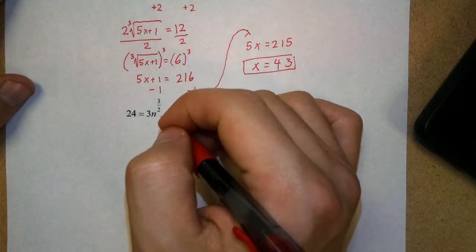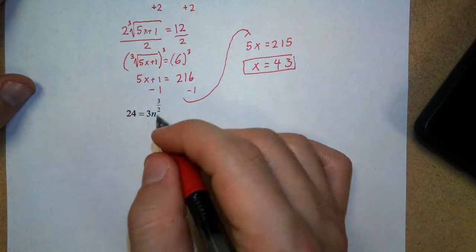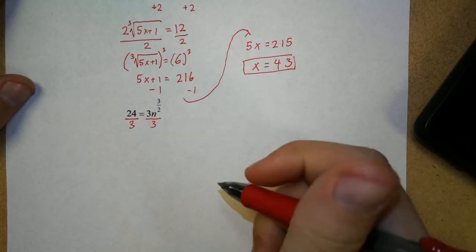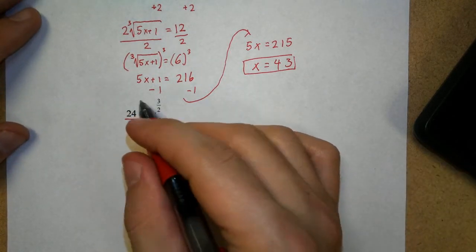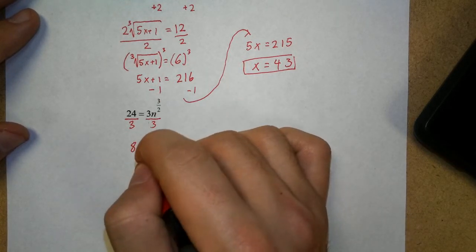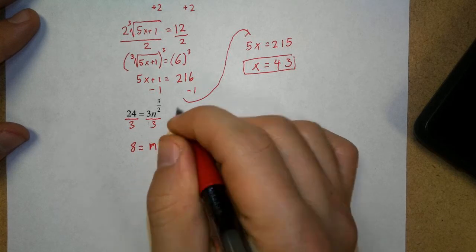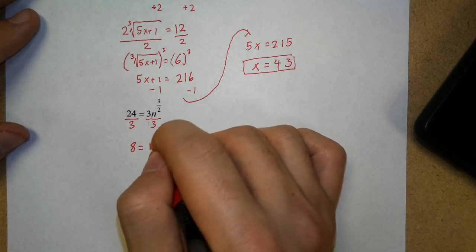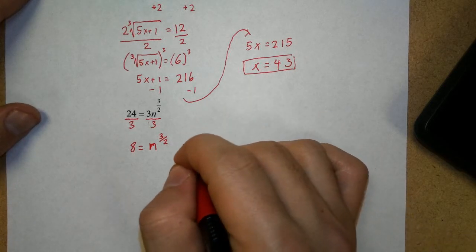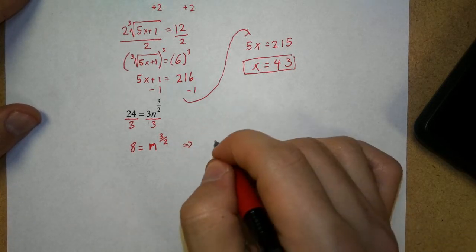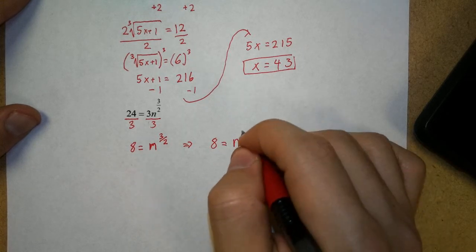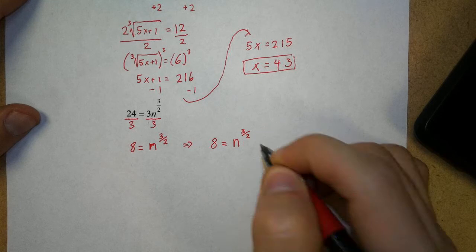What we'll first do is isolate this. So we're going to divide both sides by 3. Dividing both sides by 3 is going to give us 8 is equal to n to the power of 3 over 2. Okay? Now, if we want, we could write this as 8 equals n to the power of 3 over 2.